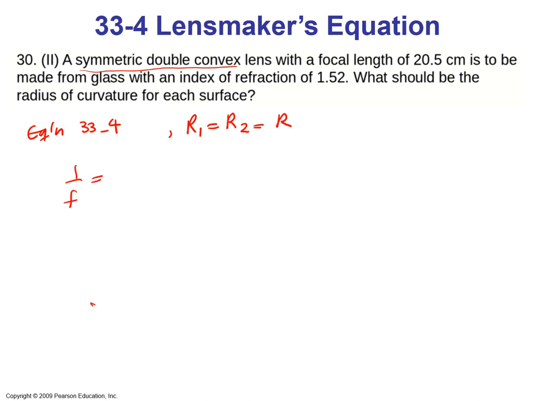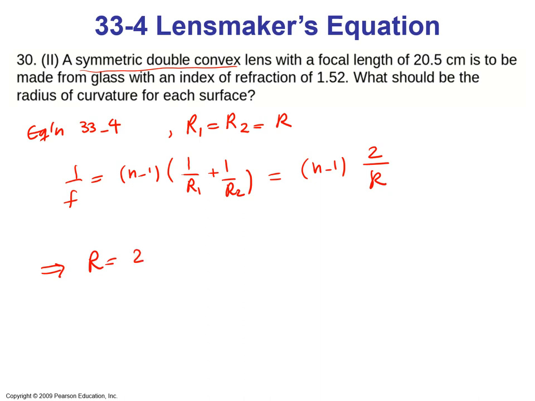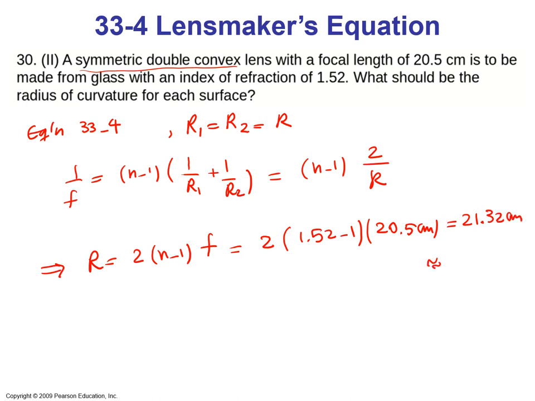So we have 1 over f is equal to n minus 1, 1 over r1 plus 1 over r2, that is equal to n minus 1, 2 over r, and let's solve it for r, which is equal to 2 times n minus 1 multiplied by f. Equal to 2, 1.52 minus 1 multiplied by 20.5 centimeter, which gives 21.32 centimeter, which is almost 21 centimeter, the radius of curvature.